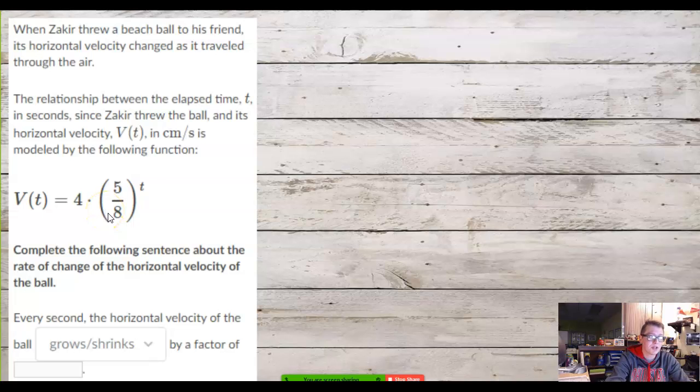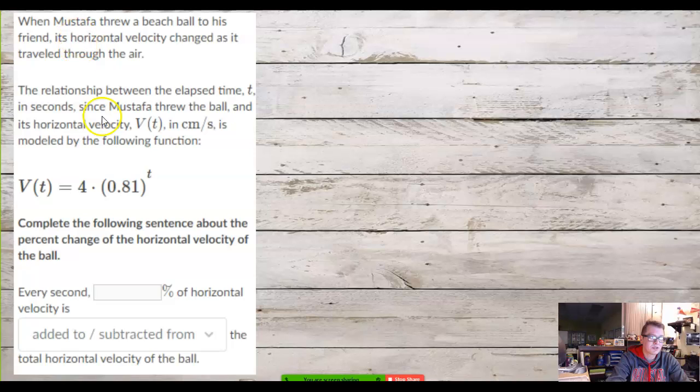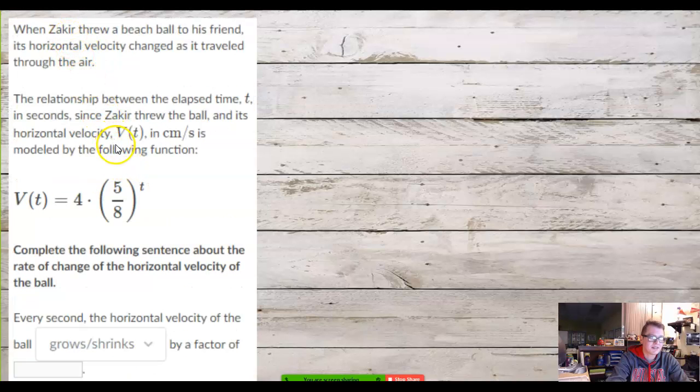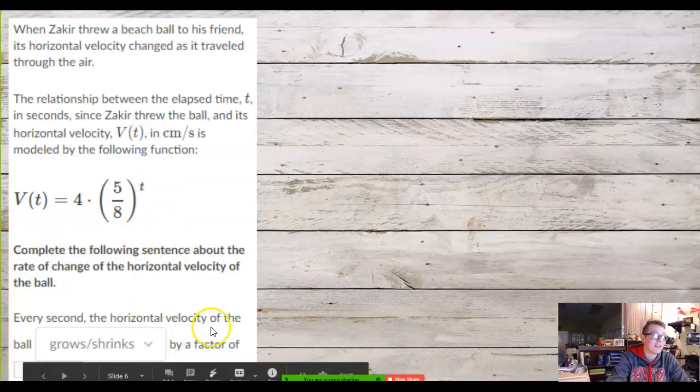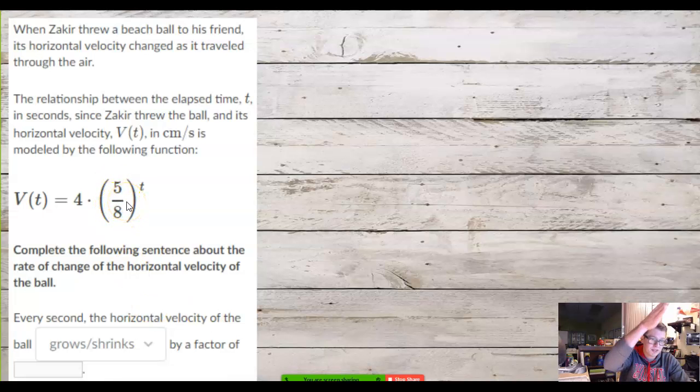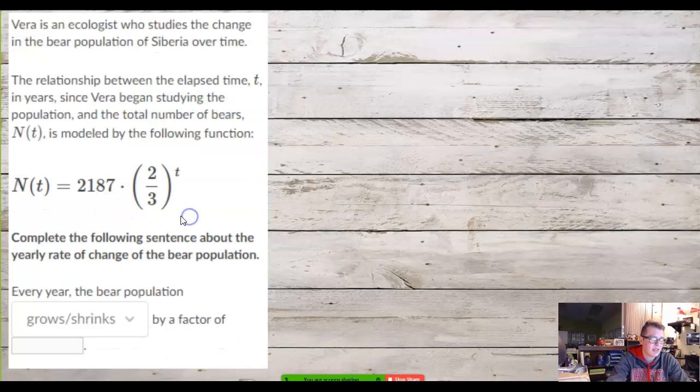Decay. Whose ball's slowing down faster, Mustafa's or Zakir's? They both hit at the same speed. Whose ball's slowing down faster? Zakir's, right? Now, if we modeled that in Desmos, we would see that they would both have the same y-intercept, and then Zakir's line would get below Mustafa's because it goes down faster. It has a lower value here, closer to 0. That's why it decays faster.